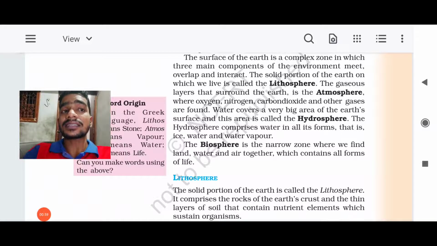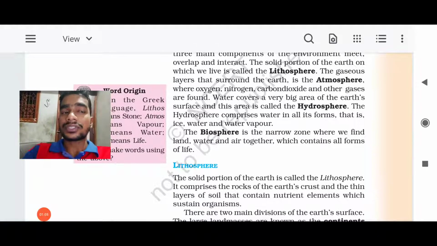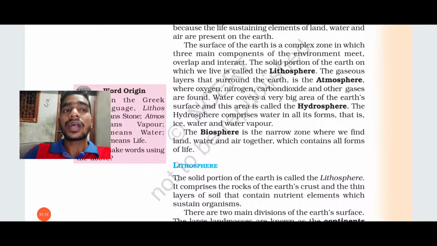The gaseous layers that surround the earth make up the atmosphere, where oxygen, nitrogen, carbon dioxide and other gases are found. Water covers a very big area of the earth's surface, and this area is called the hydrosphere. The hydrosphere comprises water in all its forms, that is ice, water and water vapor. Now the last thing is the biosphere. The biosphere is the narrow zone where we find land, water and air together. So it is the combination of the lithosphere, atmosphere and hydrosphere.